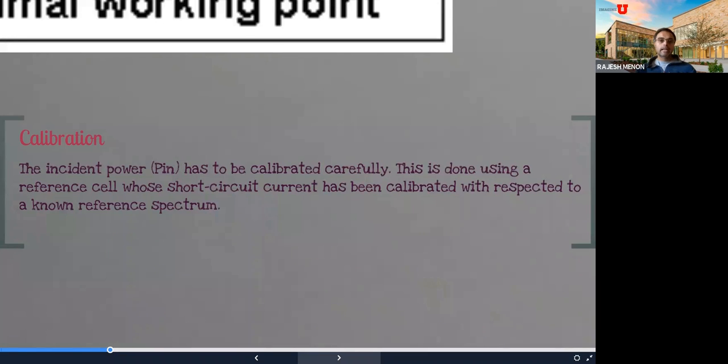Now, calibration is very, very important. In my lab, when we used to do solar cell efficiency measurements, we had to purchase a calibration sample whose power is very carefully measured by NIST, by some standards authority. So in this case, you have an incident power Pin. It has to be calibrated very carefully. This is done using a reference cell, which is carefully constructed such that the short circuit current has been calibrated with respect to a known reference spectrum, one of the standard spectra that we talked about before.